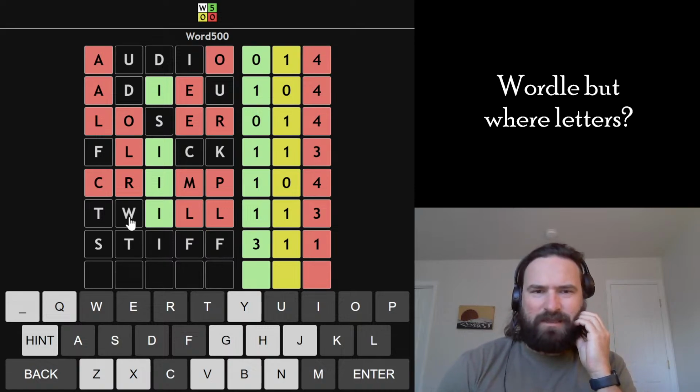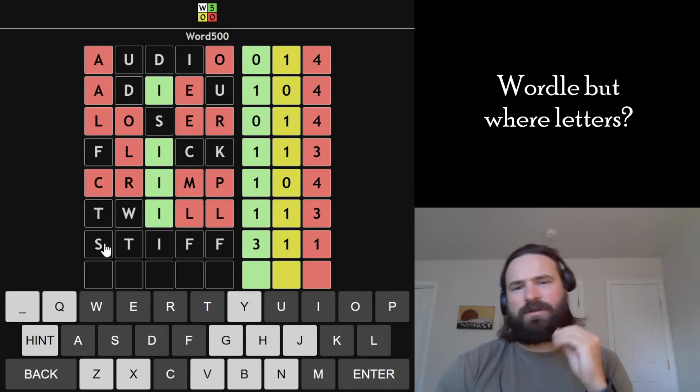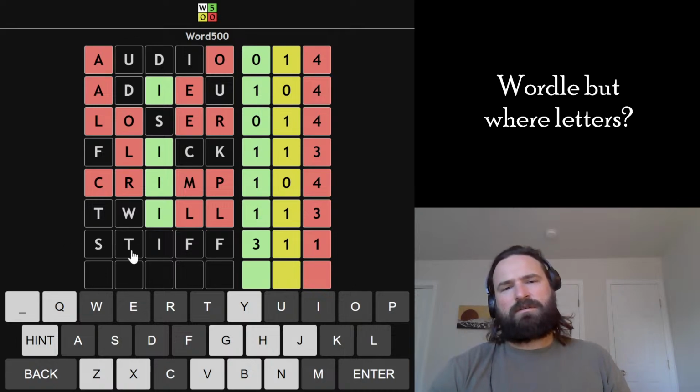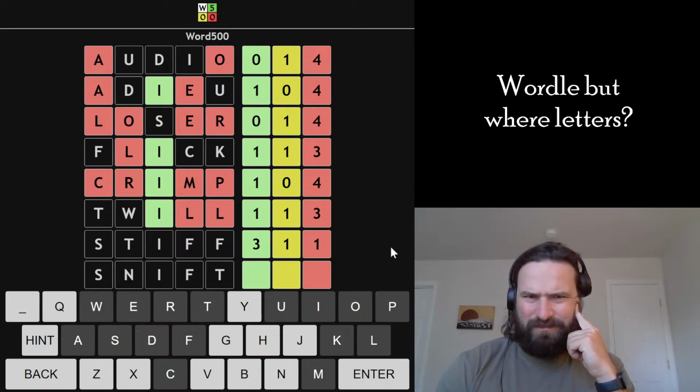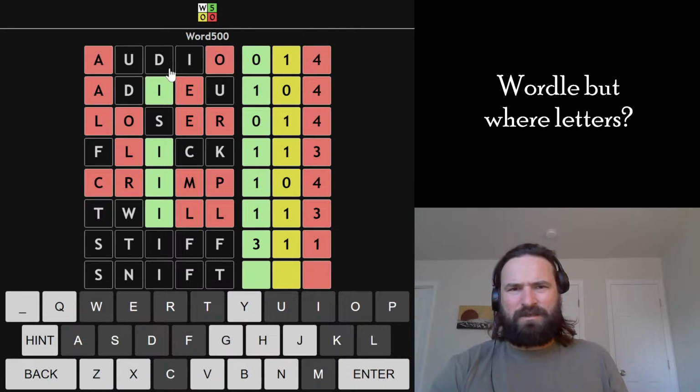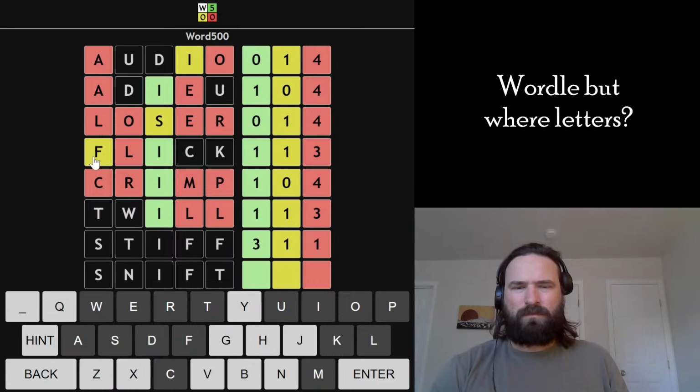I feel like the T has to be in as well. And usually, I don't understand this at all. If a T, sniffed works. Sniffed works. Let me make sure that's the case. Okay, so yellow, green, yellow, yellow, yellow, green, yellow. I think this has to be it.